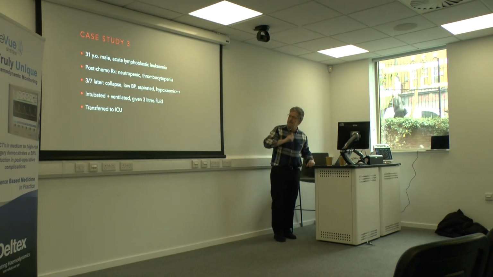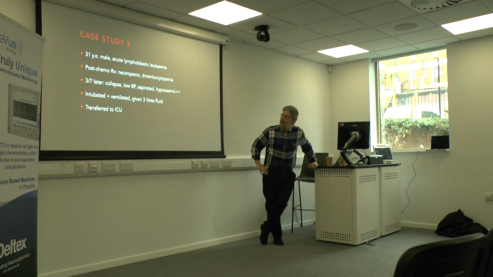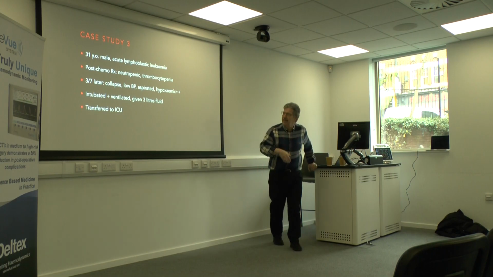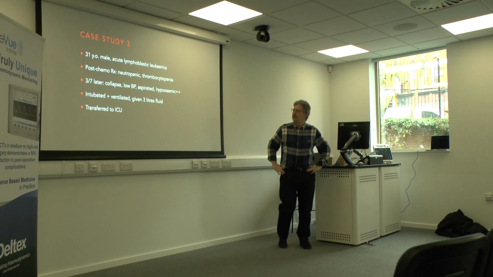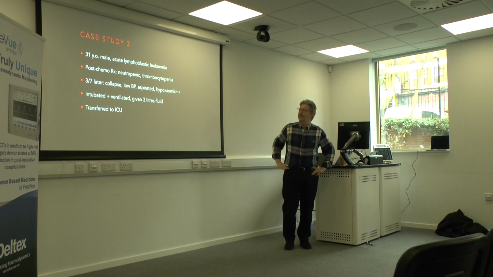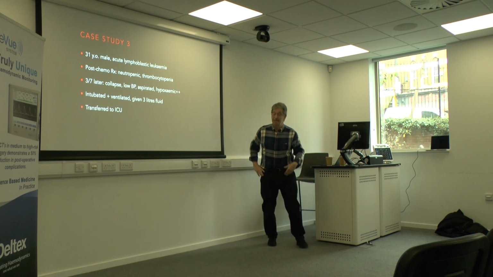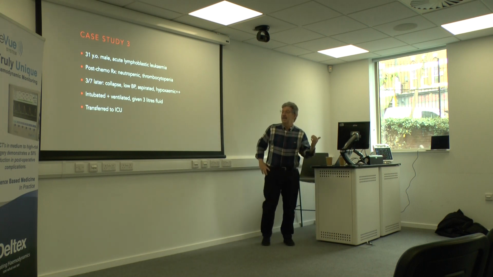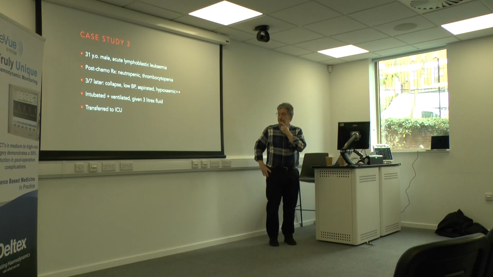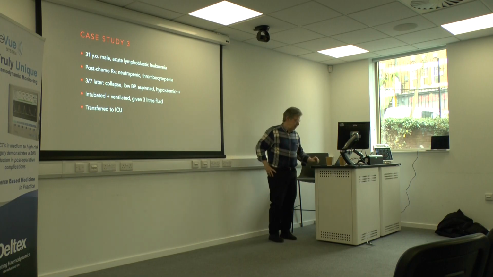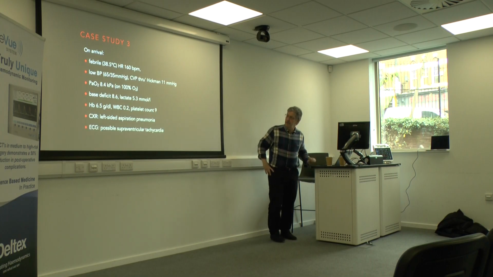Okay, another one. This is a young man who's 31. He had leukemia, got his chemo, and became neutropenic from the cytopenia. And on the ward, 3 days later, he collapsed, hypotensive, he vomited, aspirated, and was very hypoxemic. He was turned around on the hematology ward, given a lot of fluid, and he was moved to the ICU.